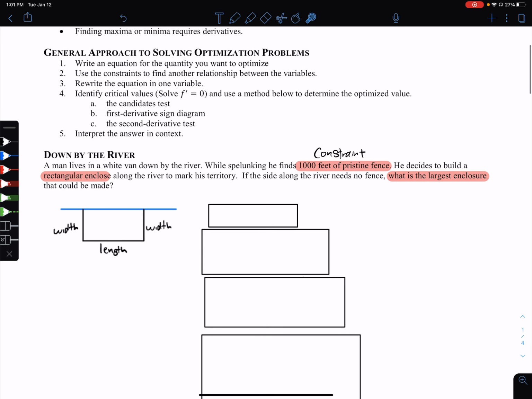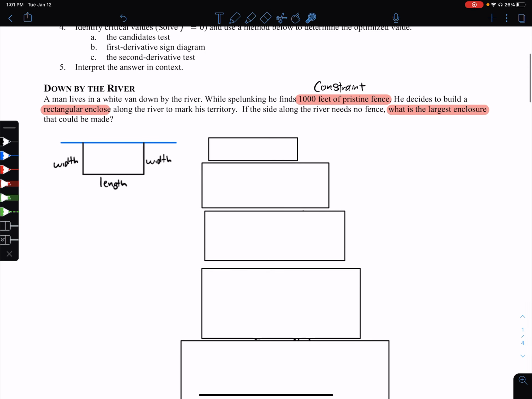So step 1, according to this up above, write an equation for the quantity you want to optimize. Well, we want to optimize the area of this figure. So our equation is area is length times width.